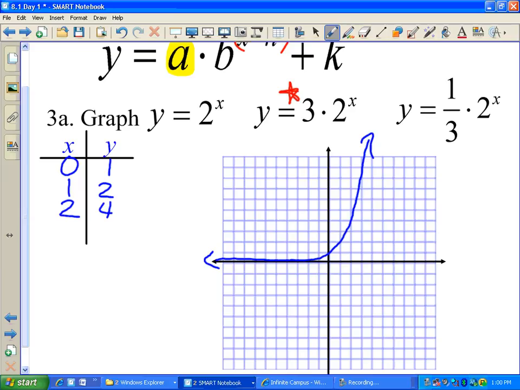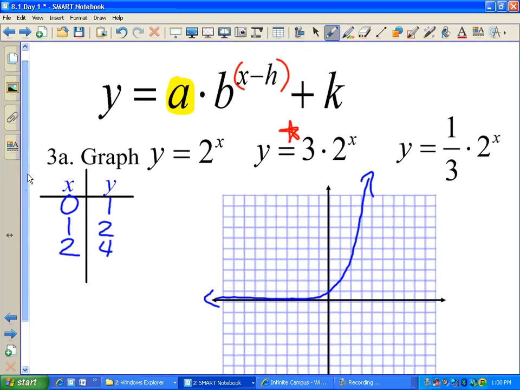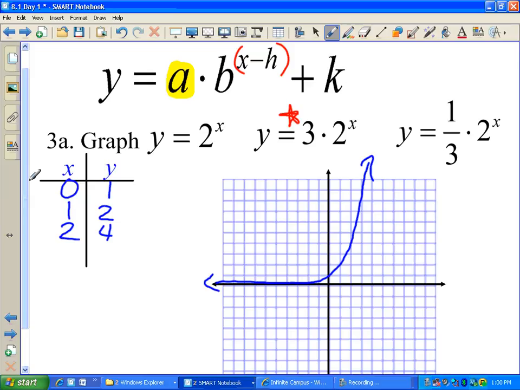So, do understand in this problem there is no H and there is no K. There is just an A. And we're going to get some information off of this. So first of all, let's look at this one here, y equals 3 times 2 to the x power. What's it going to do to my table in blue? It's going to take this table, and none of my x's change. My x's are always 0, 1, and 2.